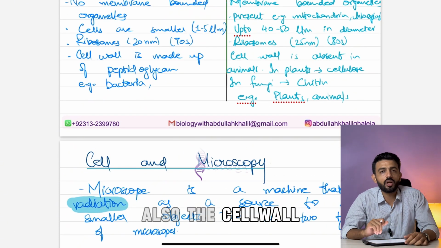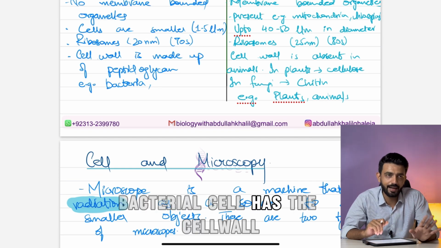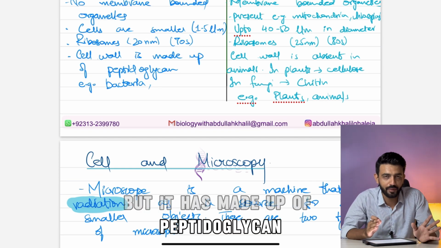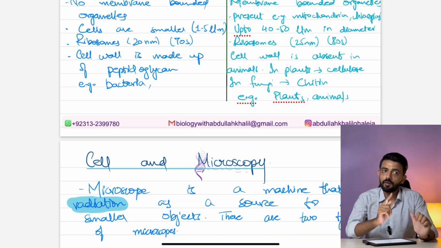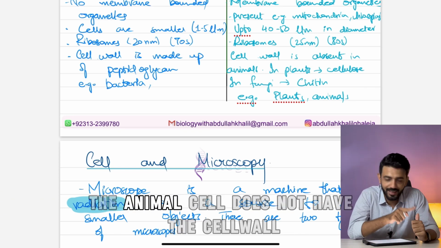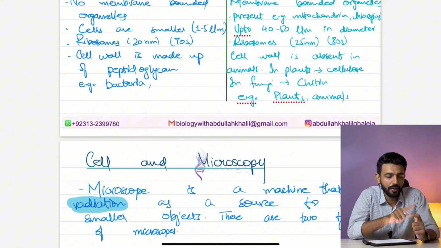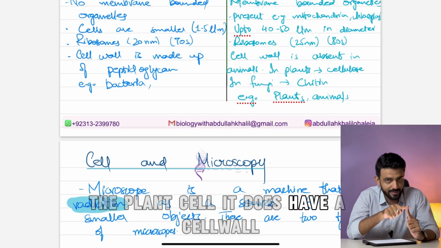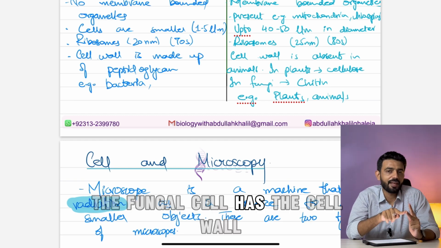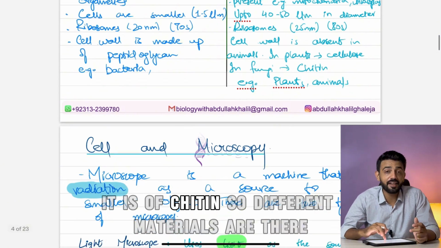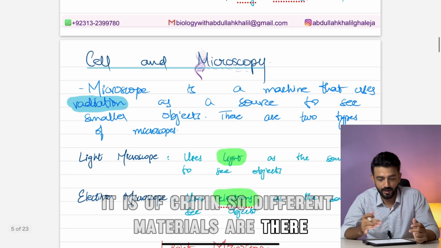Also, the cell wall. A bacterial cell has a cell wall, but it is made up of peptidoglycan. When we talk about a eukaryotic cell, which eukaryotic cell are we talking about? The animal cell does not have a cell wall. The plant cell does have a cell wall, but it is made up of cellulose. The fungal cell has a cell wall made of chitin. So different materials are there.